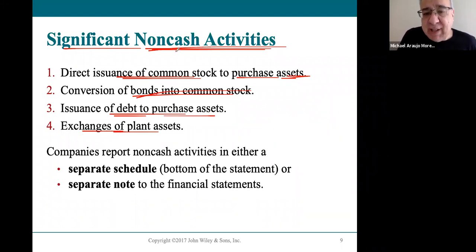Because they're non-cash activities, they're not reported on the statement of cash flows, but companies still must report them. They must tell their owners that these activities happen. Where do they report them? Well, they either do it on a separate statement, or they add notes to the financial statements about their non-cash activities.